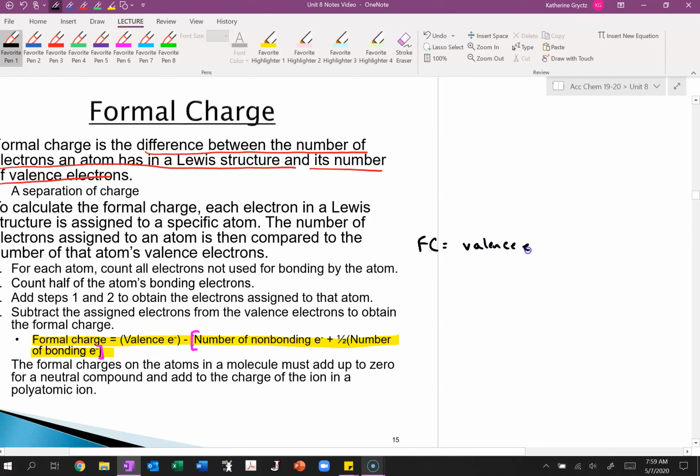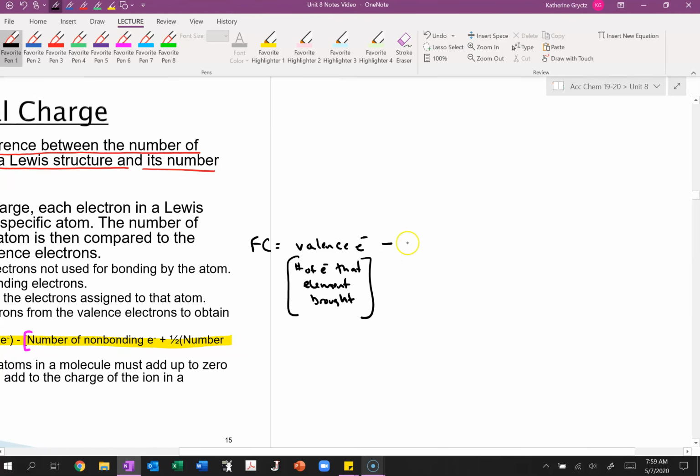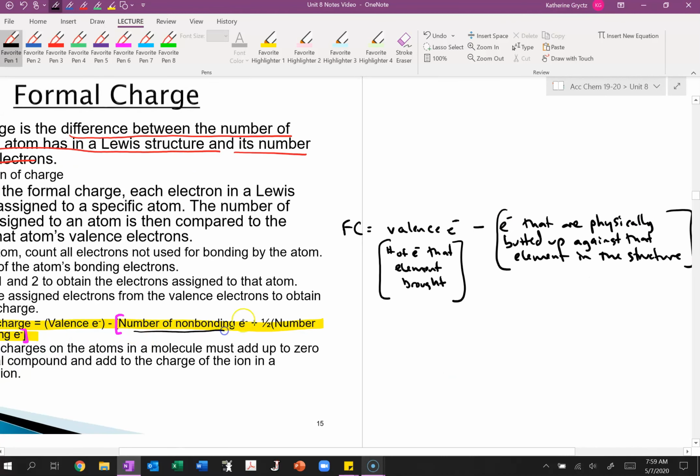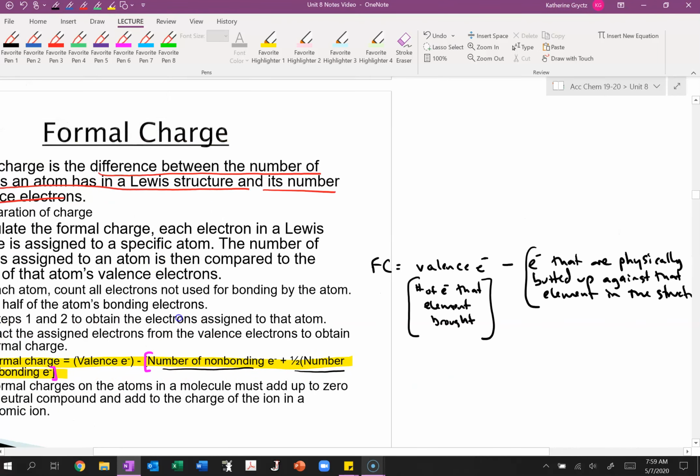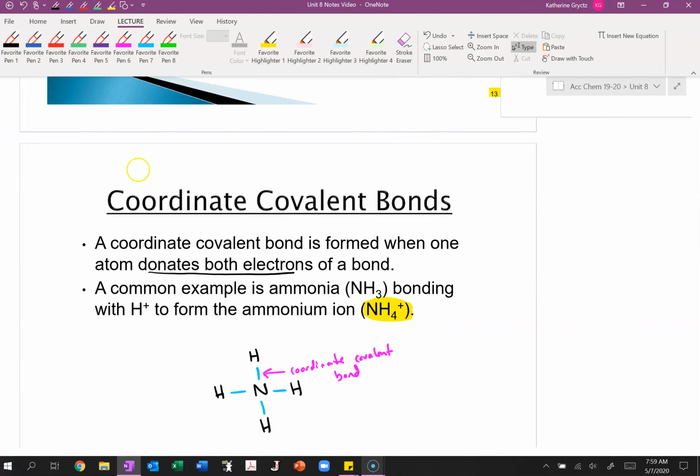is you take the number of valence electrons, so the number of electrons that the element brought to the structure. That was when we counted up the total number of electrons. That's where we got the valence electrons. Okay, and then we're going to subtract the electrons that are physically butted up against that element in the structure. This is way simplified, but what that ends up being is the number of non-bonding electrons plus half the number of bonding.